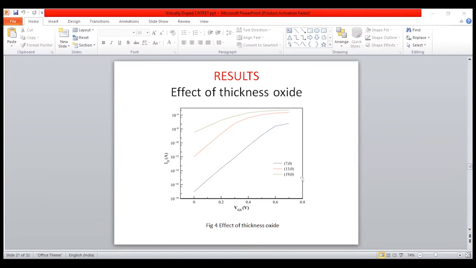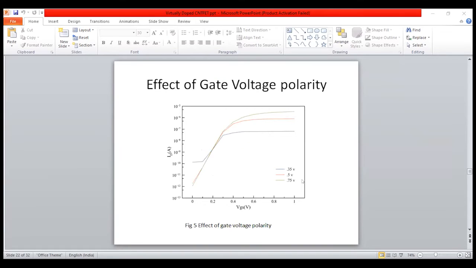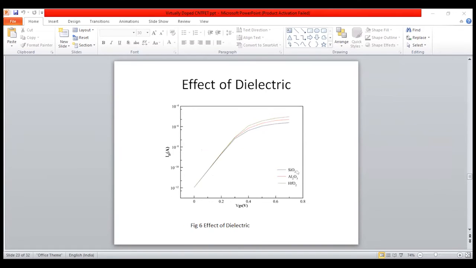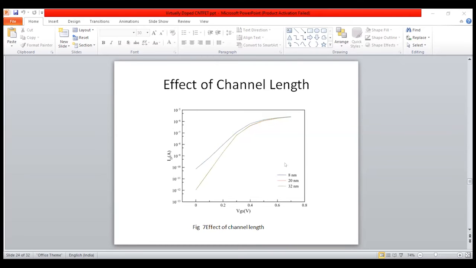So this is the effect of thickness of oxide. This is the effect of gate voltage polarity. This is the effect of dielectric, which is different oxide layer materials like SiO2, Al2O3, and HfO2, and this is the effect of channel length.